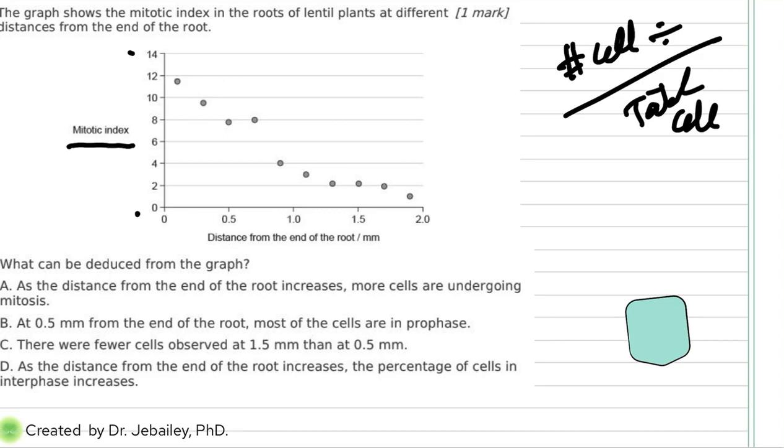When we say the distance from the end of the root, let's say here is the plant, and you're looking from here, the distance to the root of the plant. What is the distance it has from here to here?